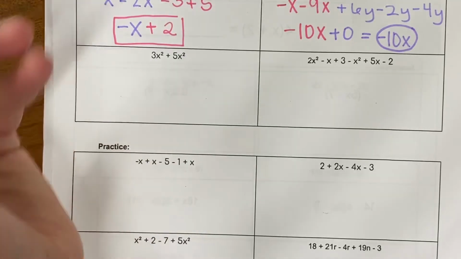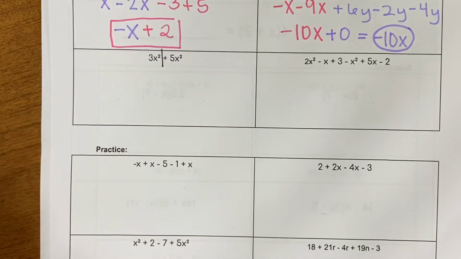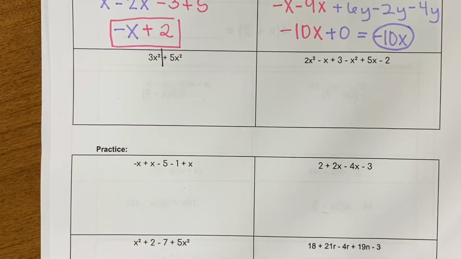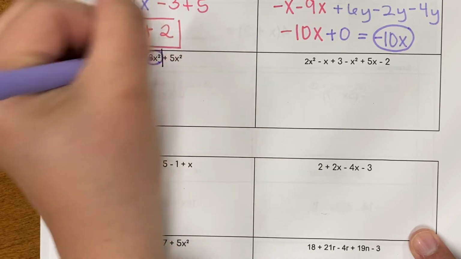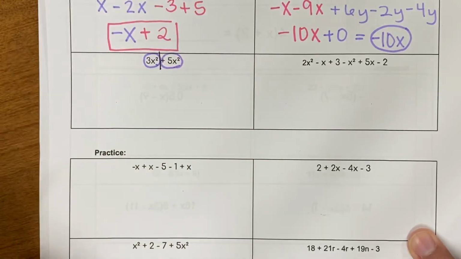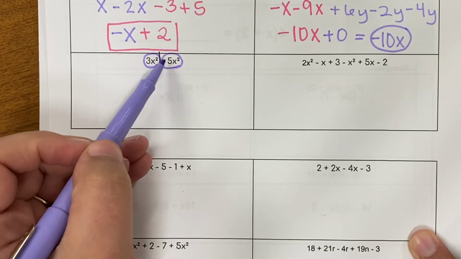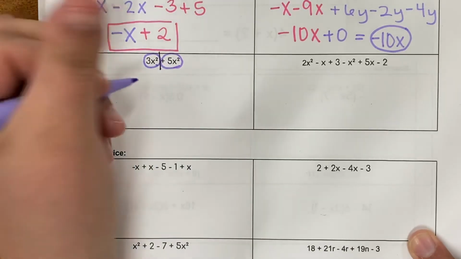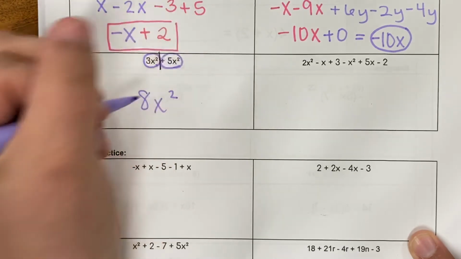On this example, I have two terms. I have 3x squared plus 5x squared. I need to look and see if I can combine any like terms. I see an x squared here, and I also see an x squared here. So both of these are like terms. When I combine them, I'm doing 3x squared plus 5x squared. So combined, I have 8x squared.